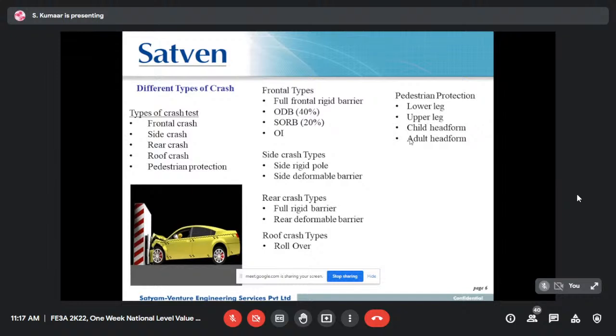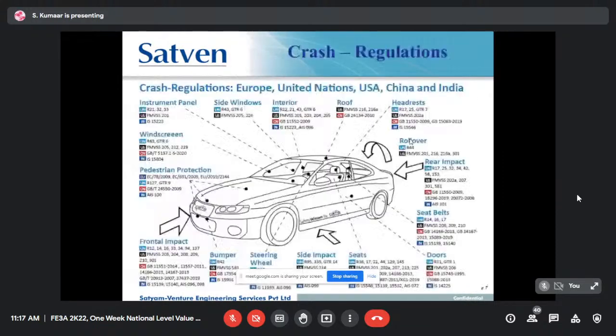So we have different types of crash simulations. These simulations are performed based on the regulations given by the government. We need to perform all the simulations as per the regulations, and also as per the requirements of each customer. If they ask us to perform as per NCAP, we need to perform simulations as per NCAP also. The regulation is framed and controlled by the government, while NCAP is a private body.